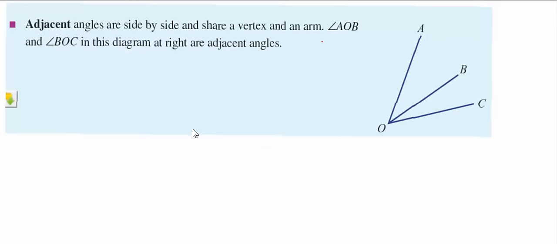So some different types of angles that we have. We've got adjacent angles, side by side. So, for instance, we've got AOB here, not drawn very straight, but it's there, and BOC. So they are side by side. Nothing particularly special about it. They're just called adjacent angles. That's all you really need to know. So just know that they are adjacent angles.